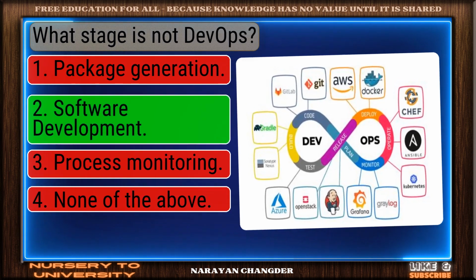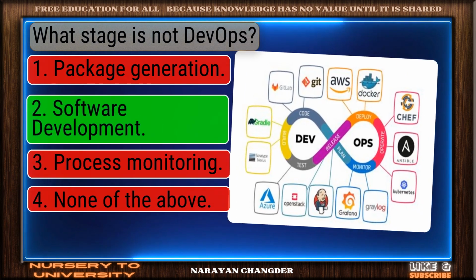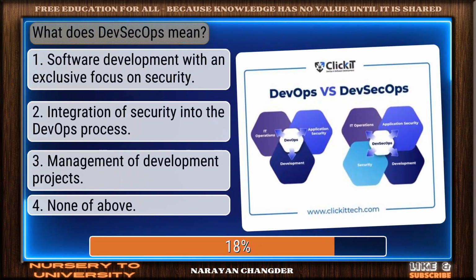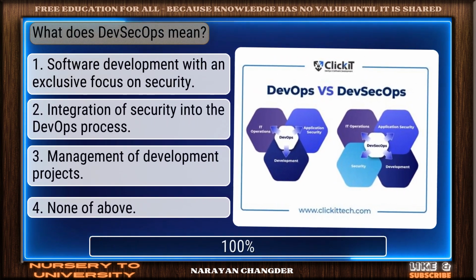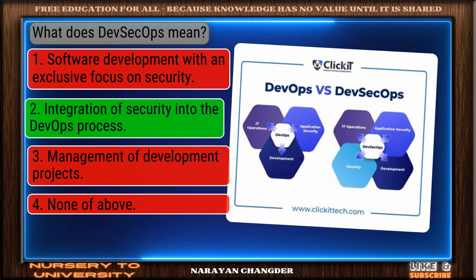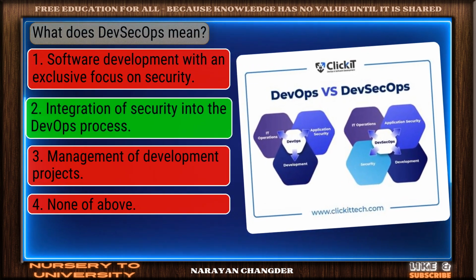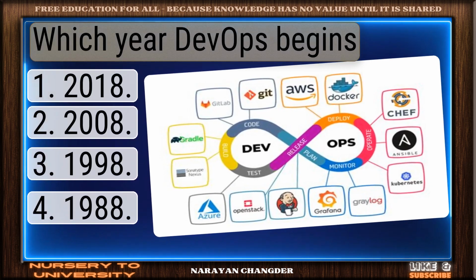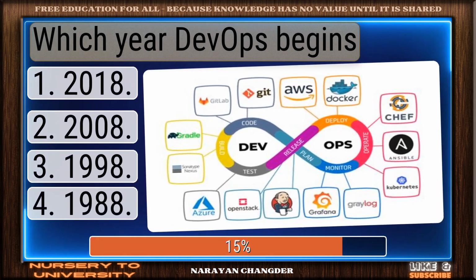Correct. Software development is the right answer. Question number 62. What does DevSecOps mean? Good thinking. Integration of security into the DevOps process is the right answer. Question number 63. Which year did DevOps begin?